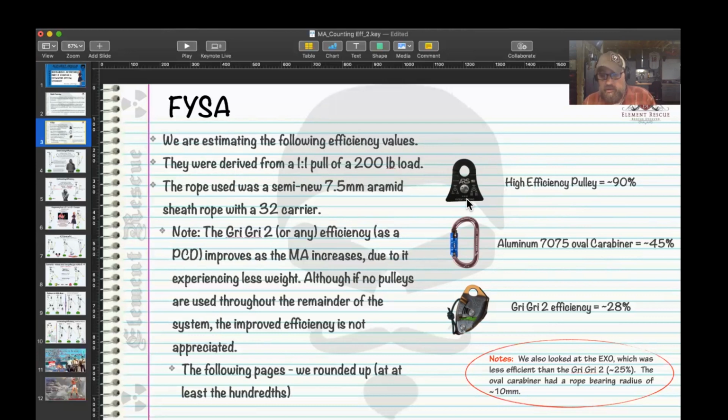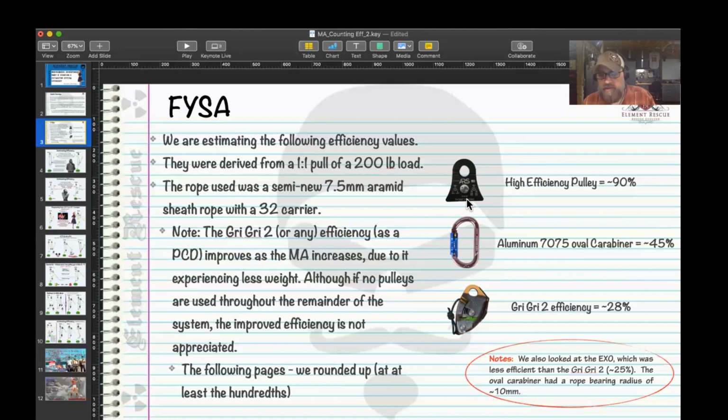If we aren't using a pulley and all we have is a carabiner, where normally a pulley would go, we're counting that at right around 45% efficiency for a gree, just because we see that quite a bit. And we'll get into that when we get to that slide. That's going to be estimated at around 28% efficiency.